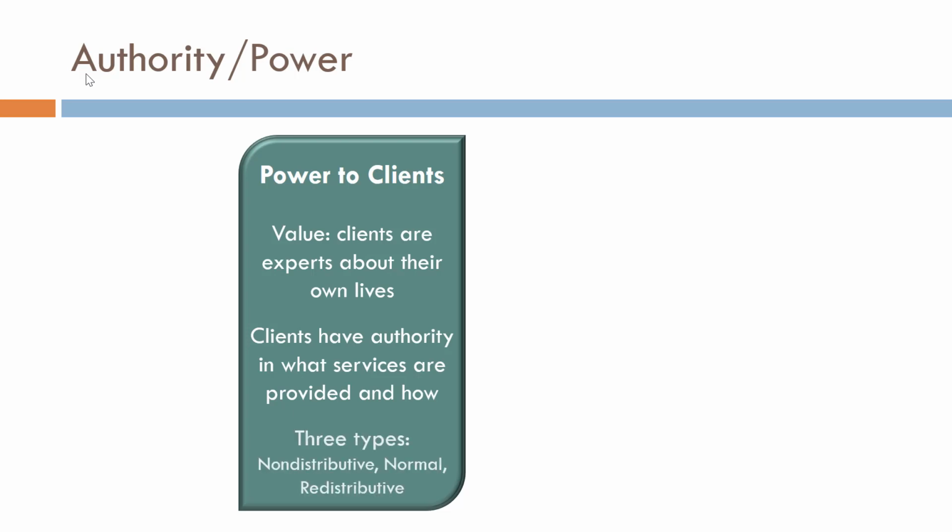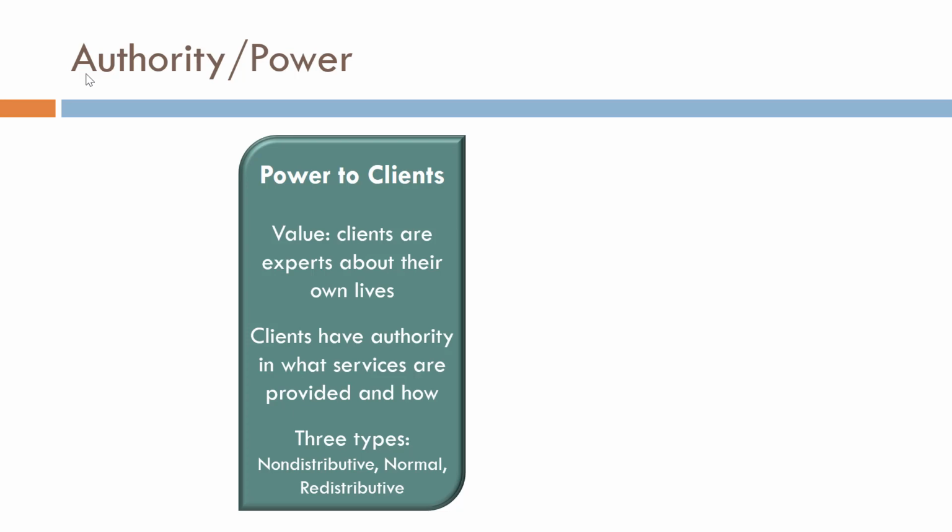There are three types of power or authority that can be given. That's non-distributive, normal, or redistributive. And non-distributive participation, or what they call pseudo-participation, is kind of like lip service, where they don't actually have any authority. They may attend some trainings or what have you, but there's nothing stated, and really there's no perceptible effect on the structure of authority that's already present.